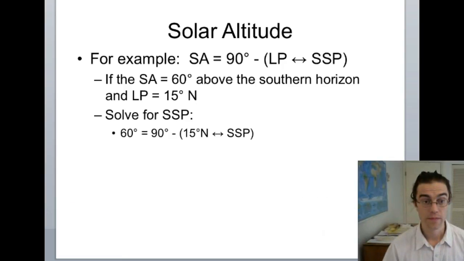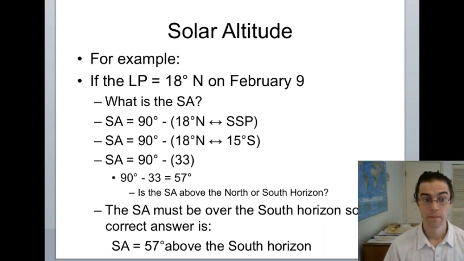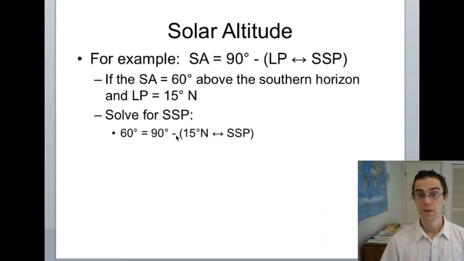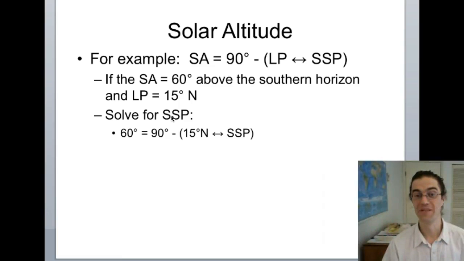So, let that sink in a little bit there for you, and we'll go on to the next one. Next part of this. If the solar angle is 60 degrees solar altitude, in this case, we're going to solve for the subsolar point. It's like classic math problems. We figure out one part of it, then you move on to the next and figure out the next part of the equation.